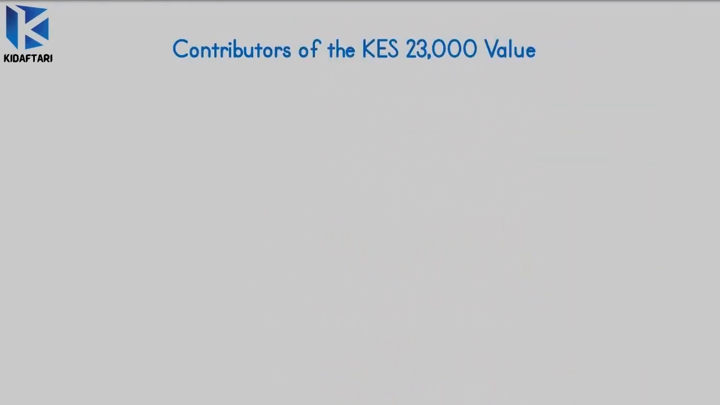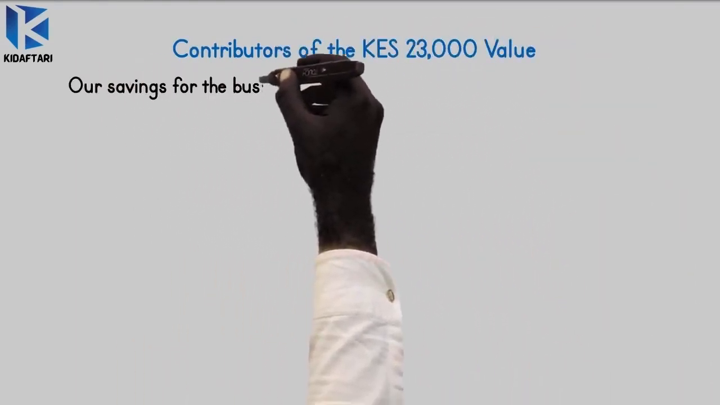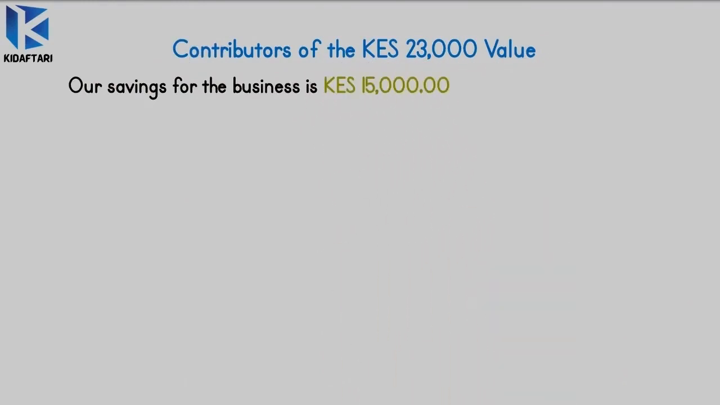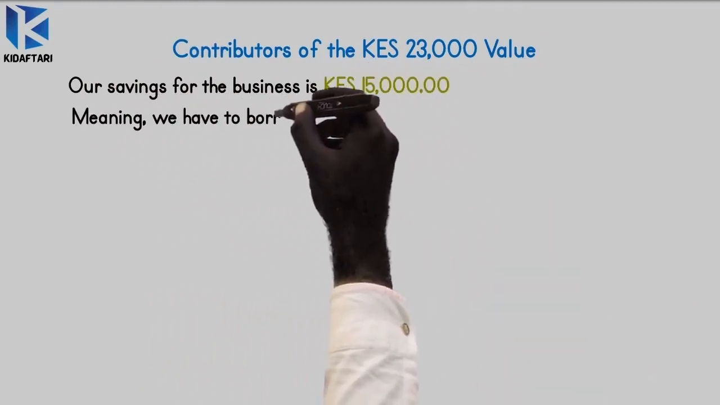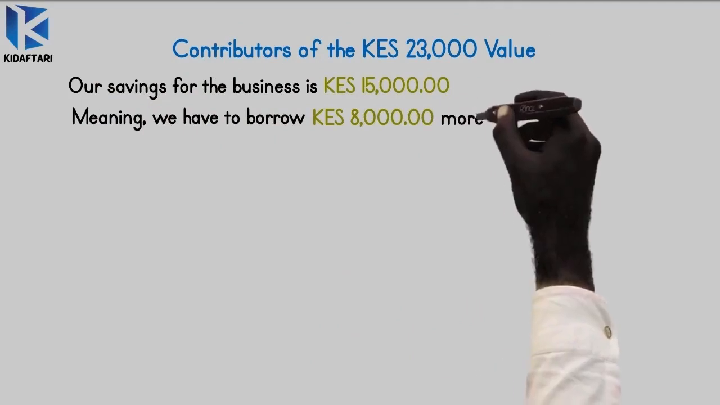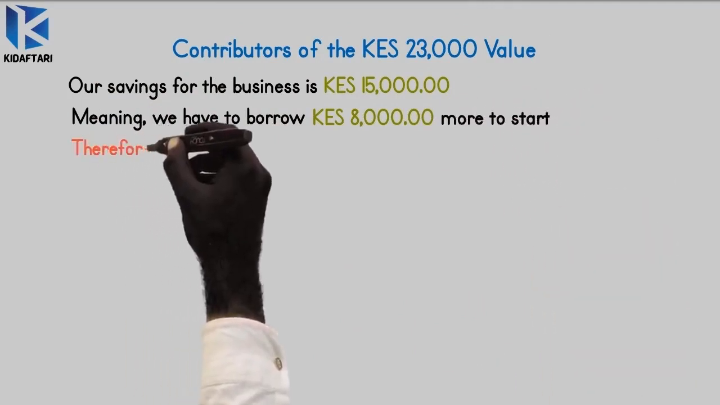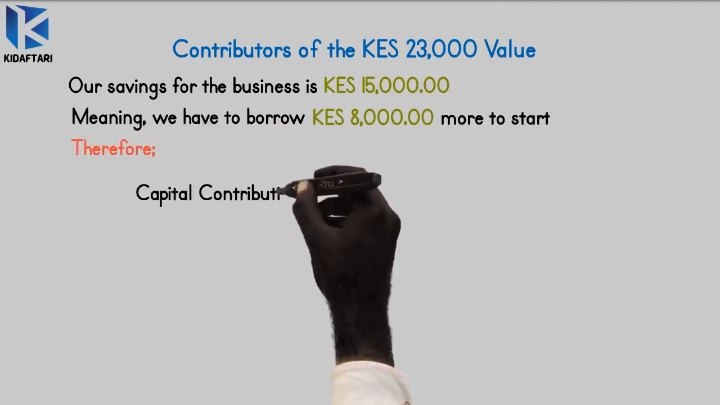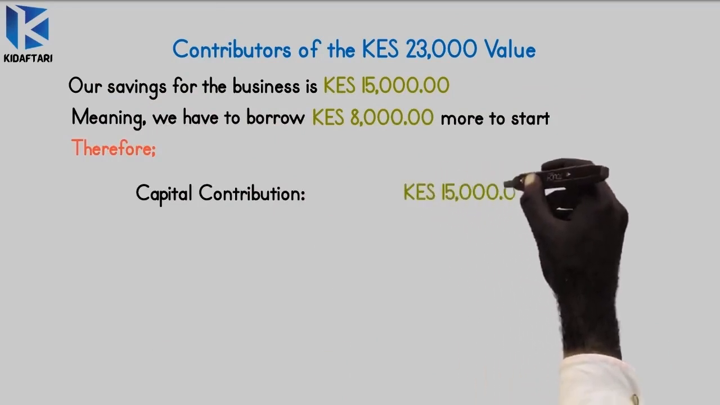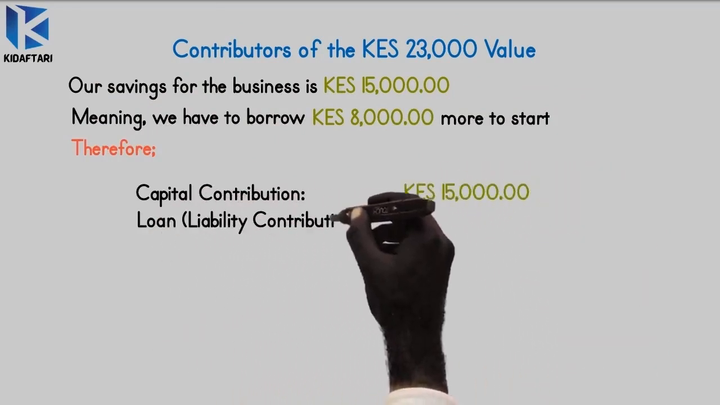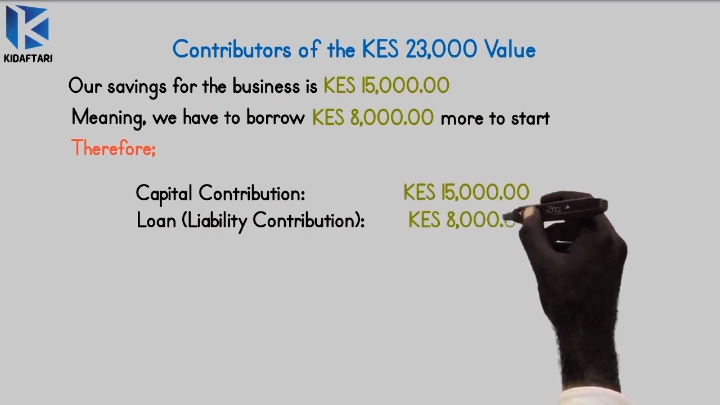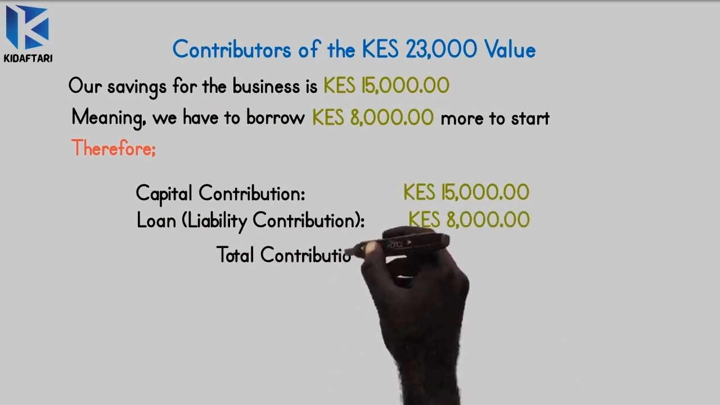Contributors of the 23,000 Kenya shillings in value. Our savings for the business is 15,000 Kenya shillings, meaning we have to borrow 8,000 Kenya shillings more to start. Therefore, capital contribution is 15,000 Kenya shillings, and the loan we've taken is 8,000 Kenya shillings. Our total contribution comes to 23,000 Kenya shillings.